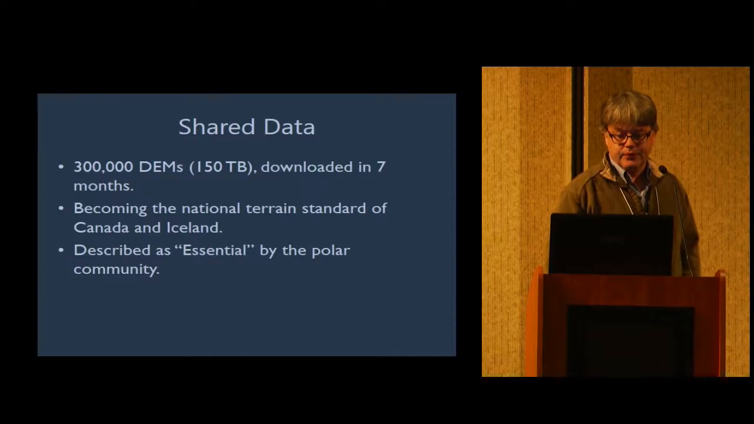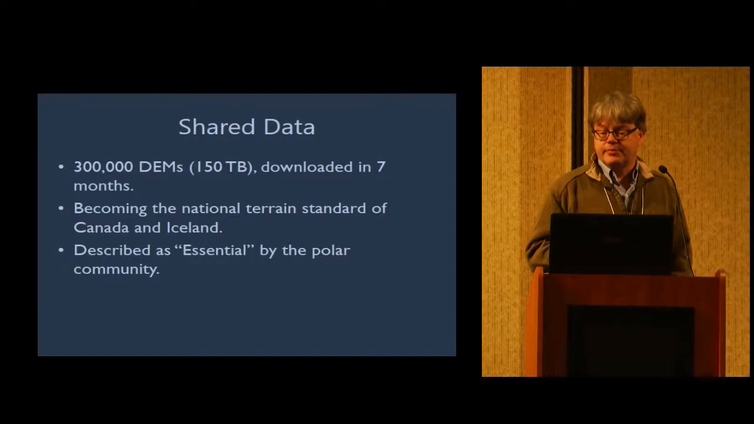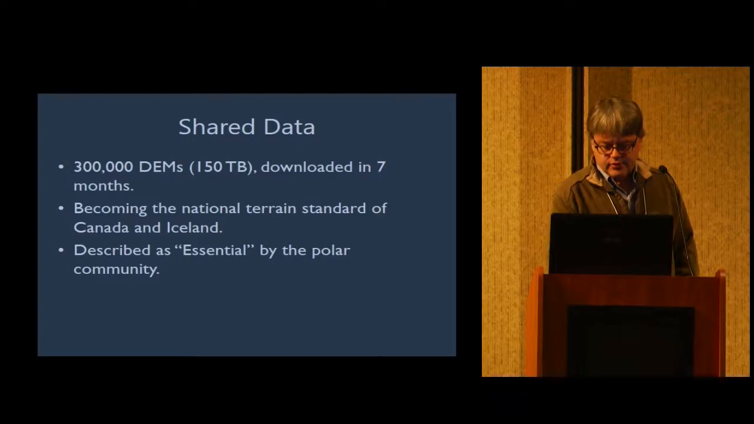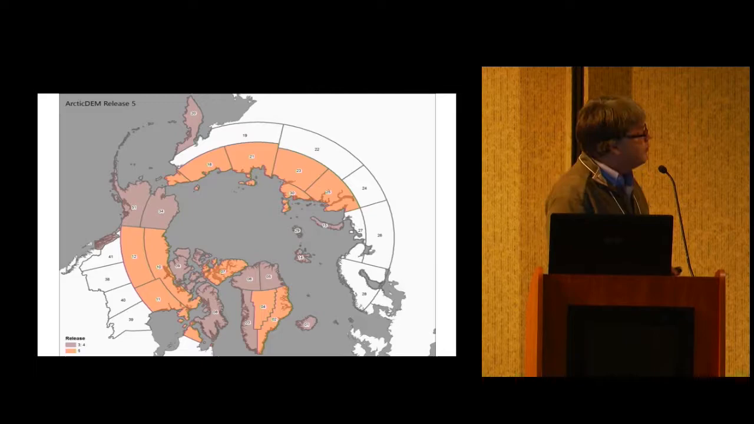As far as sharing the data, we've distributed about 300,000 DEMs in the past 7 months. That's about 150 terabytes. It's also becoming the national terrain standard of the countries of Canada and Iceland. It's largely described as absolutely essential by the polar community. So this is a map of what we've distributed and what we're about to distribute in the next month or so.